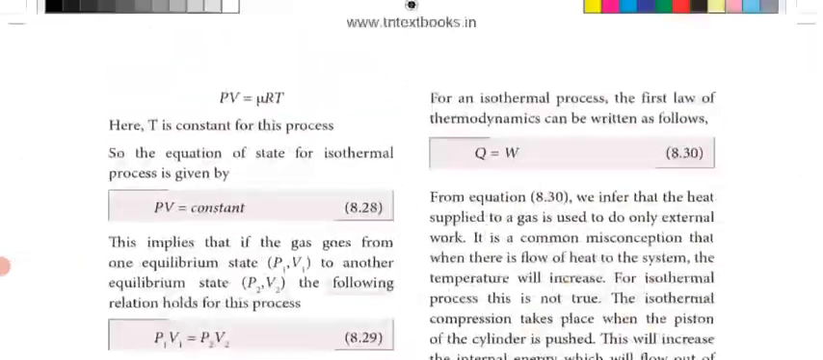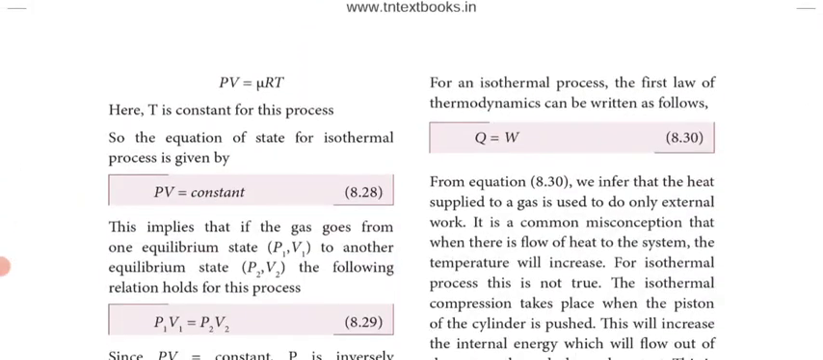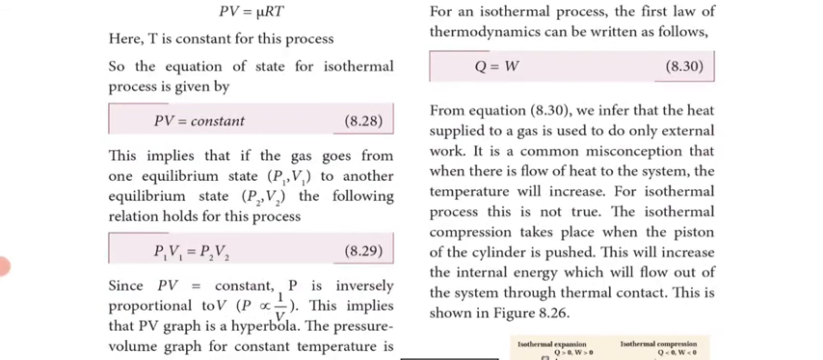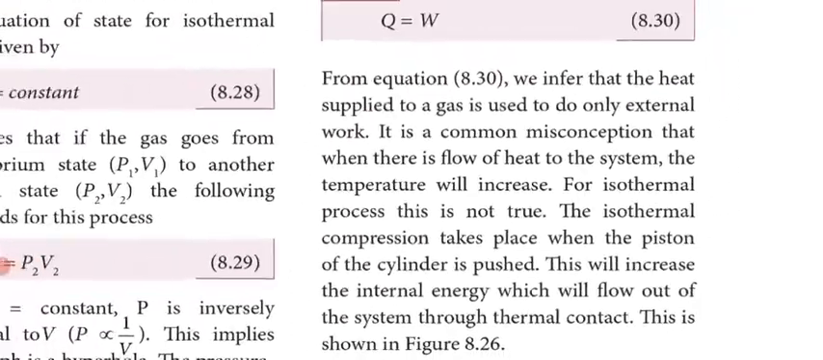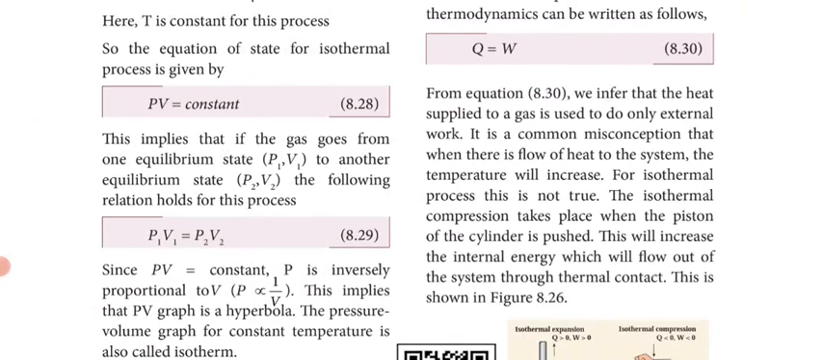For an isothermal process, the first law of thermodynamics can be written as Q is equal to W. From this equation, we infer that the heat supplied to the gas is used to do only external work. It is a common misconception that when there is a flow of heat to the system, the temperature will increase. For an isothermal process, this is not true.